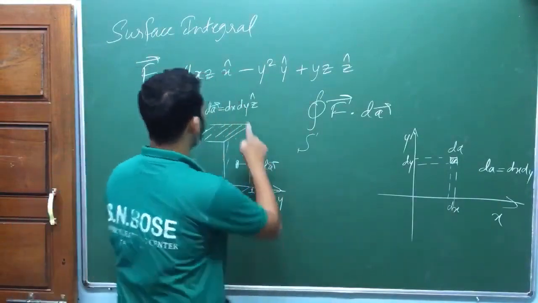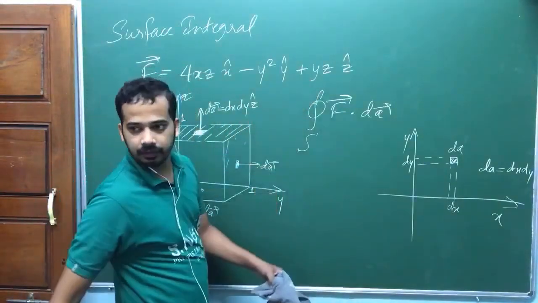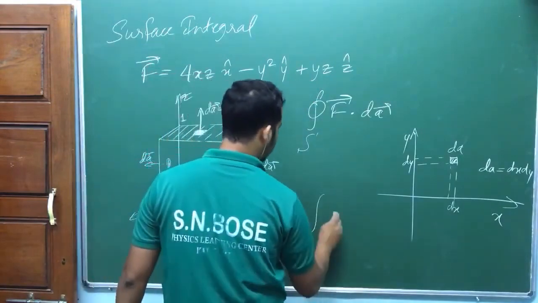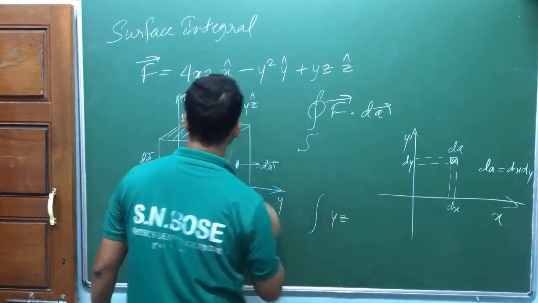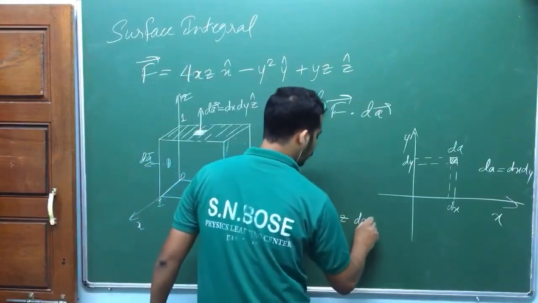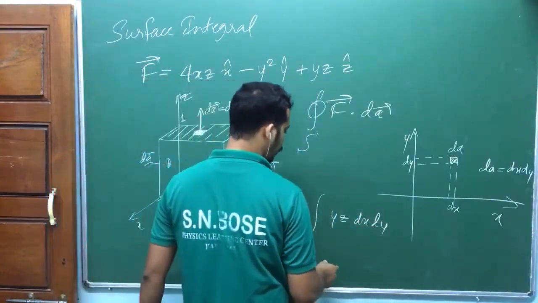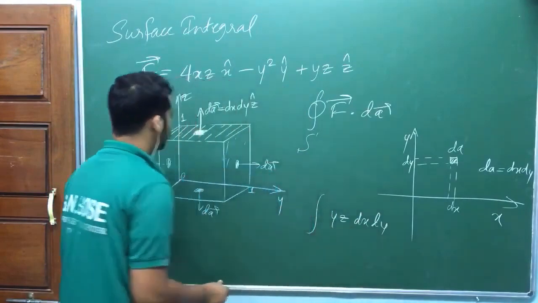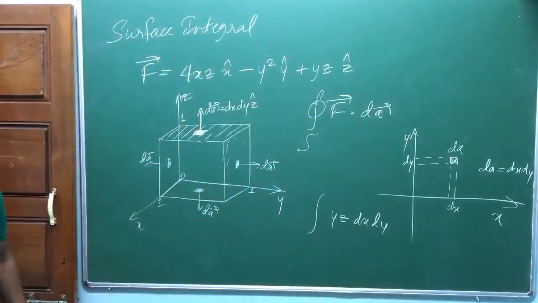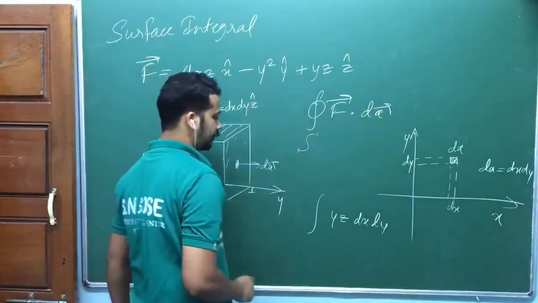So again, if you take the dot product with z cap, only the z part will remain. Am I right? So that integral will be yz into dx into dy. Okay, over this surface I am doing this surface integral. Is that okay? Z cap dot z cap, that's what I have taken.